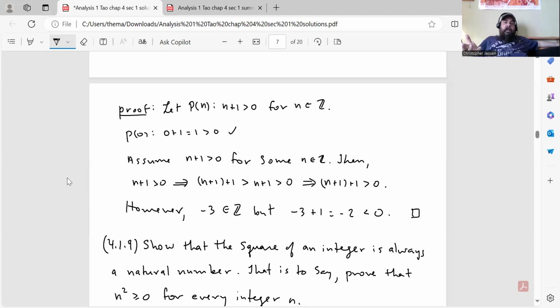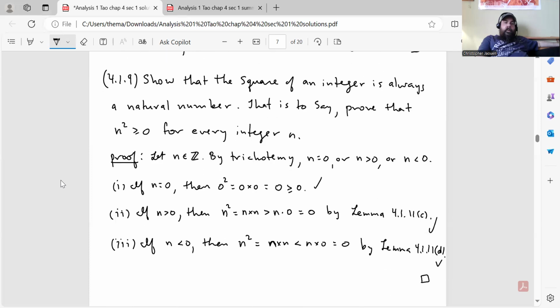However, if you take an integer like -3, for example, -3 plus 1 is -2. That's not greater than 0. So this statement is not true for all integers, even though it satisfies the schema for mathematical induction. It doesn't show that it holds for all integers.